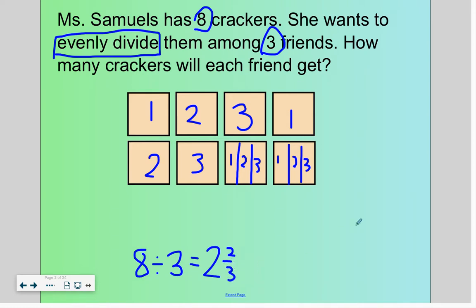But how could I do that without drawing a picture? What if I set up my division as 8 divided by 3? Let's see what happens. 3 goes into 8 2 times. 2 times 3 is 6, and we subtract, we get a remainder of 2. We can write our answer as 2 and 2/3, which matches the picture we got.